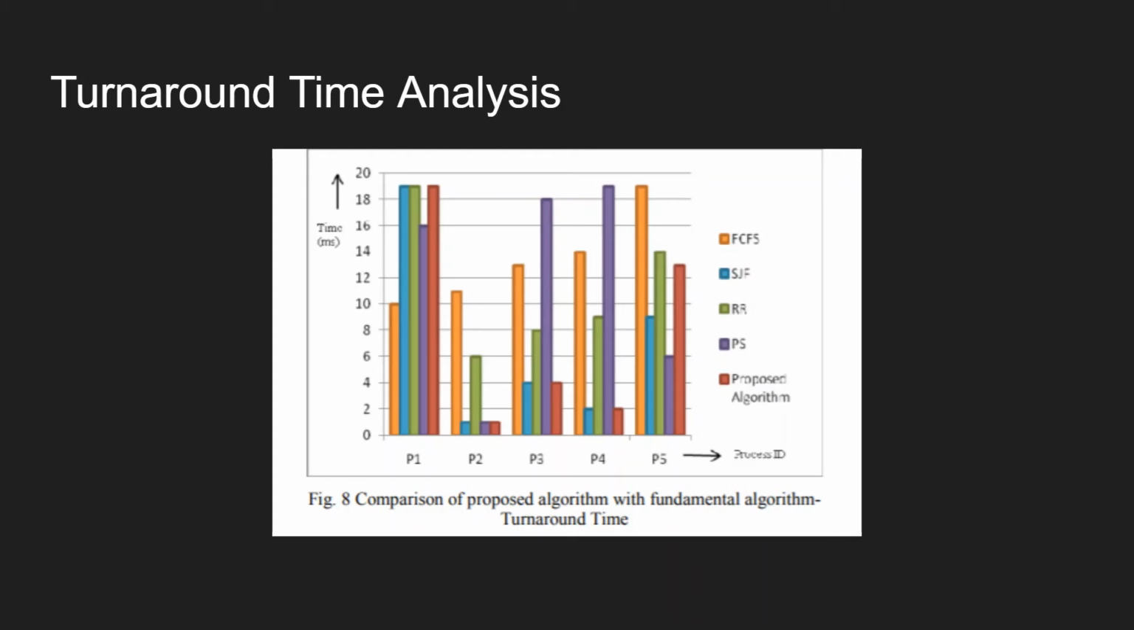Similarly, the turnaround time is also less than or similar to some of these: first come first serve, shortest job first, round robin, the generic round robin, and then the proposed algorithm is here in red. We can see that the turnaround time is less than or similar to the other algorithms, consistently across the board, I should say.